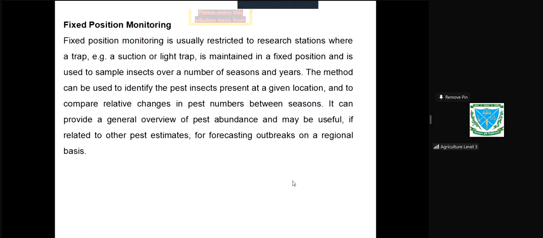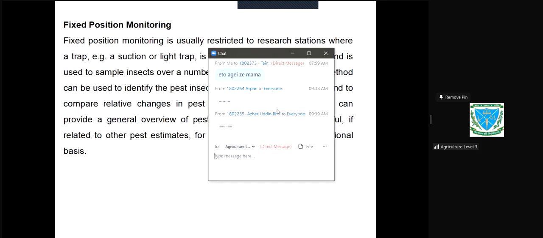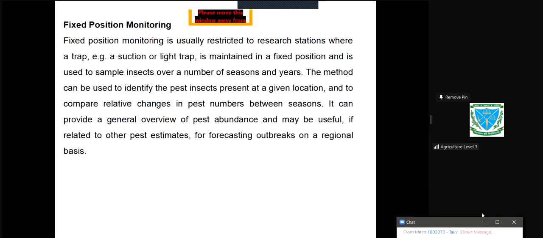Field-based monitoring is done in the farmers' field. Fixed position monitoring is done in the research station. In field-based monitoring, all this activity is done by the farmers, and the scientists or experts inform the information. But in fixed position monitoring, usually the scientists or the experts work and they collect the data by using different traps.